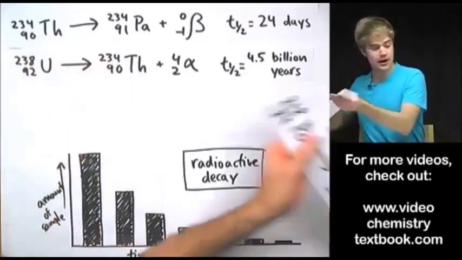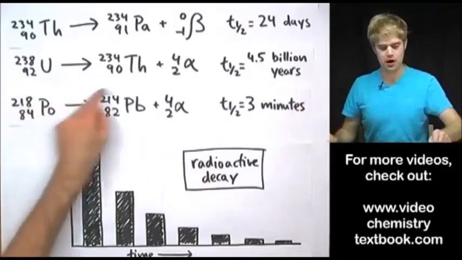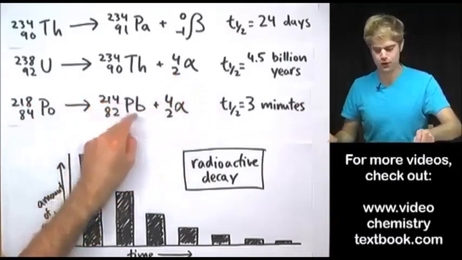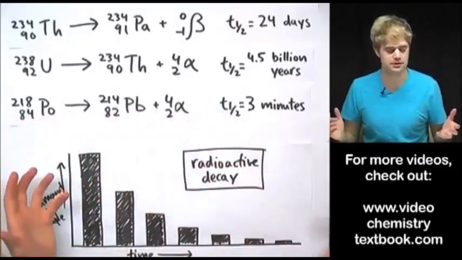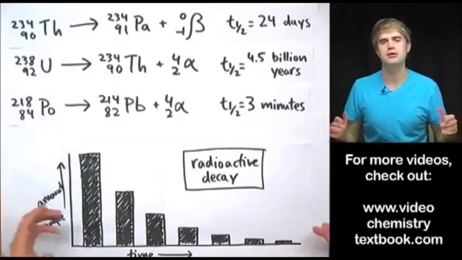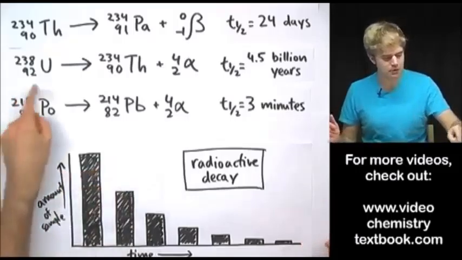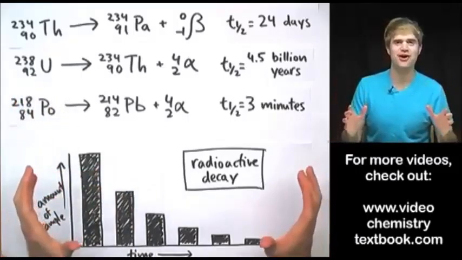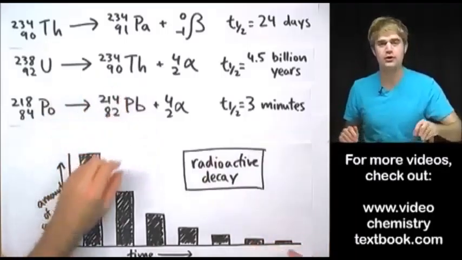Okay, but then on the other hand, polonium-218 undergoes alpha decay to make lead-214, and the half-life of this process is only 3 minutes. So that means that if you were in the lab studying polonium-218 and you had to get up and run to the bathroom for 3 minutes, by the time you came back, half of the polonium you had in your sample would have disappeared. It would have turned into lead.